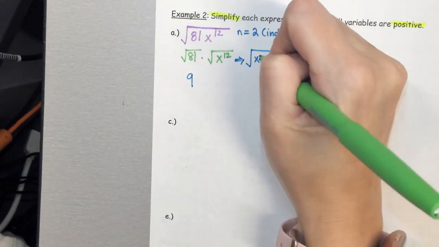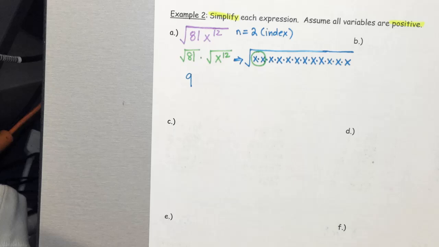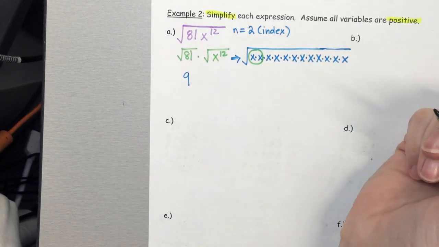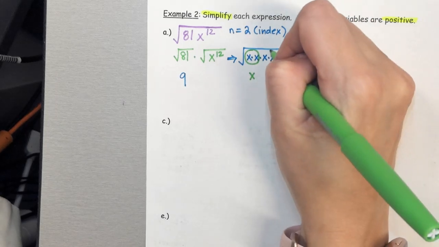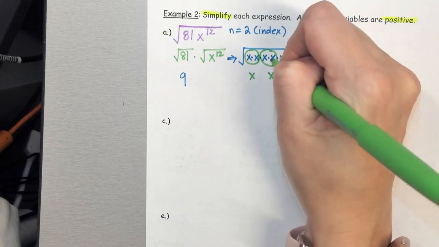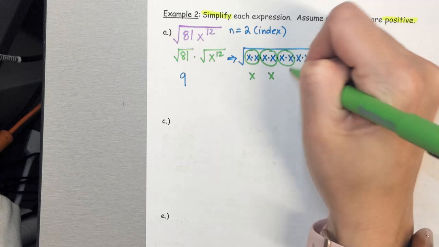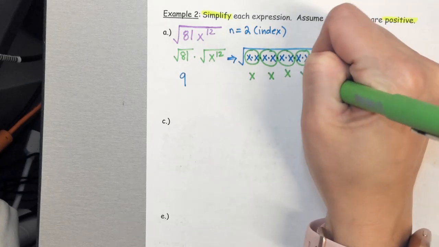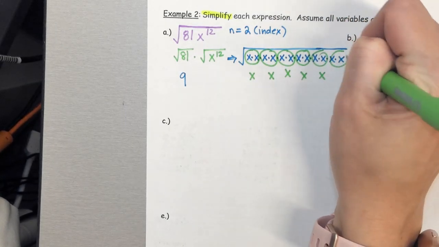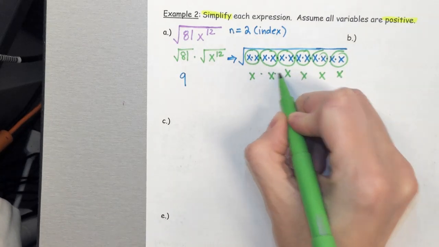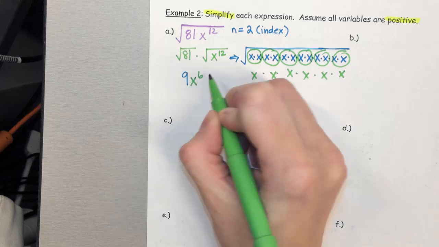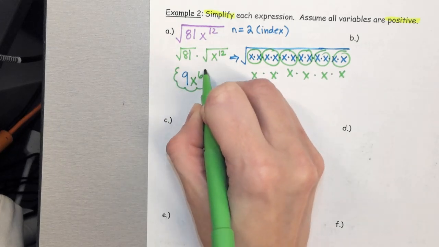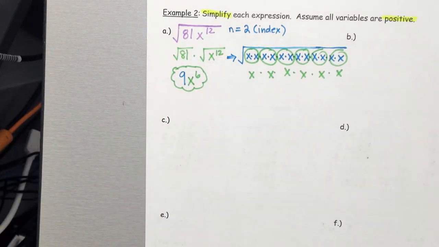Okay, so if you have a group of 2 x's, how many come out? Well, altogether, you will have 6. So it's going to happen once, twice, 3 times, 4 times, 5 times, 6 times. So when you multiply all those together, you're going to have 9x to the 6, okay? So I want you to have that visual so you understand why it works that way.